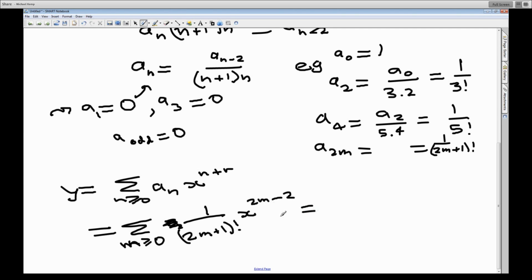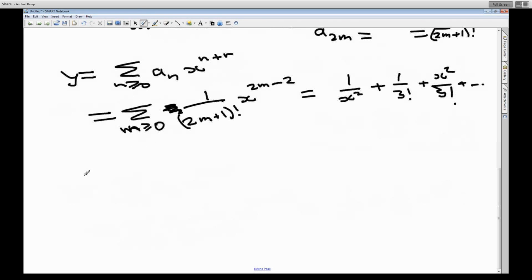So that's what the answer is in general. Let's write down the first few terms. If you plug in m equals 0, you get 1 over x squared. Then if you plug in m equals 1, you get plus 1 over 3 factorial, plus x squared over 5 factorial, etc. So that's what the first few terms look like.